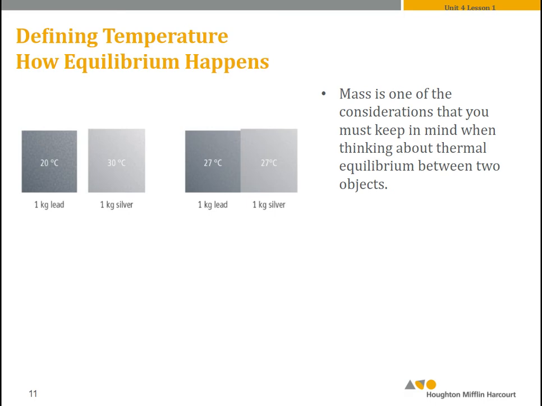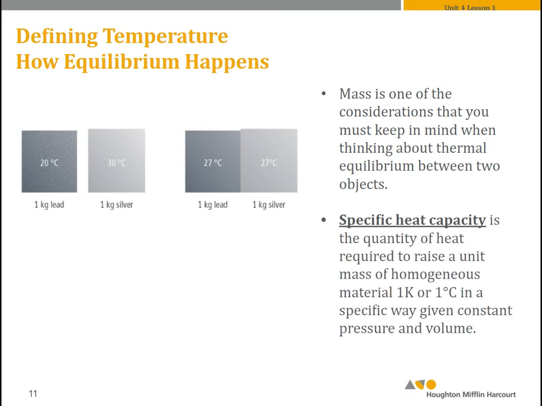Mass is one consideration that you have to keep in mind when thinking about thermal equilibrium between two objects. If we have a kilogram of lead and a kilogram of silver, the lead is 20 degrees, the silver is 30 degrees, you put them together, then we might expect the temperature to end up being halfway in between. But then we have one more property that we need to consider, which is specific heat capacity.